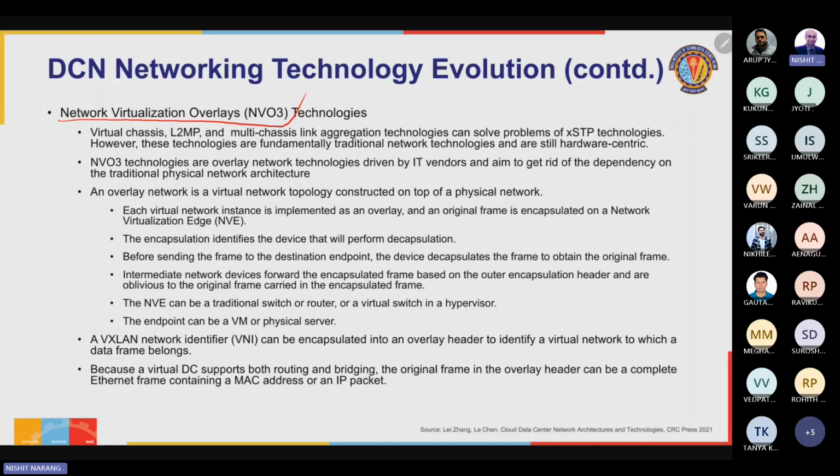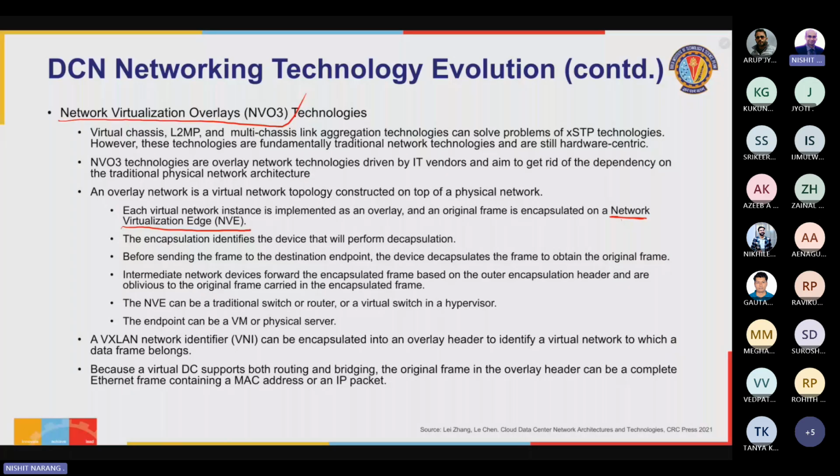This is NVO3 technology. Okay, so these leaf nodes are called NVEs in NVO3 technology. The name that is given to them is Network Virtualization Edge nodes. They encapsulate the sending traffic, whether L2 frames or L3 packets, and send it over an L3 network, which is the data center network, towards the destination. A new protocol has been created called the VXLAN protocol.